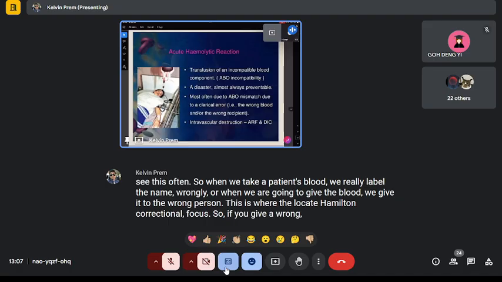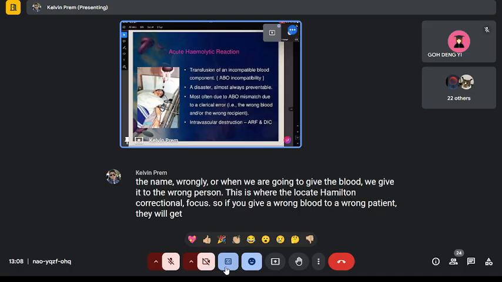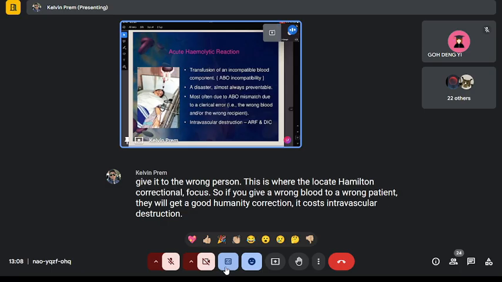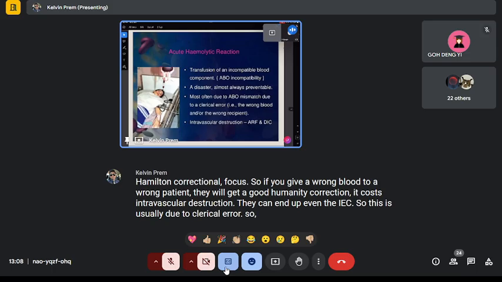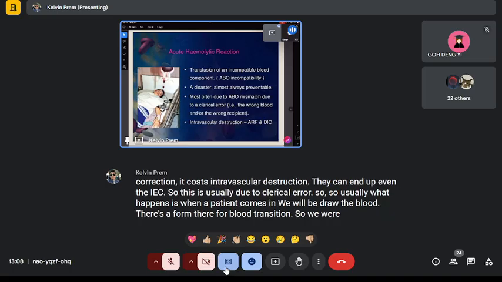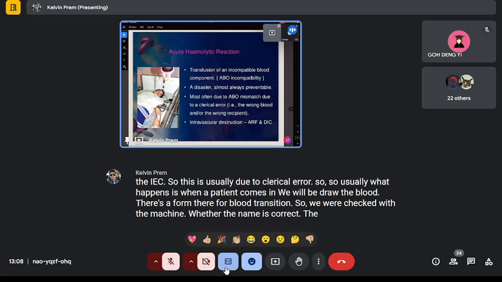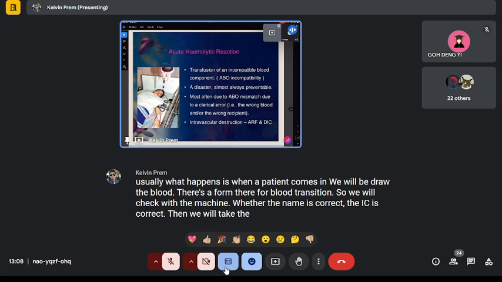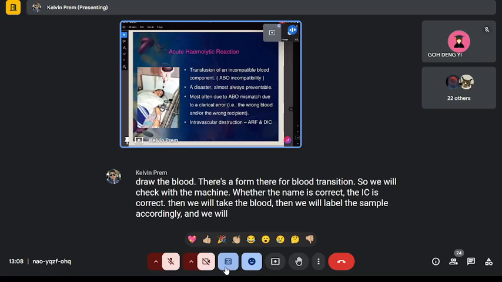So if you give the wrong blood to the wrong patient, they will get an acute hemolytic reaction. It causes intravascular destruction. They can end up with even DIC. This is usually due to clerical error. Usually what happens is when a patient comes in, we will withdraw the blood. There's a form for blood transfusion. So we will check with the patient whether the name is correct, the IC is correct. Then we will take the blood. Then we will label the sample accordingly and send it.